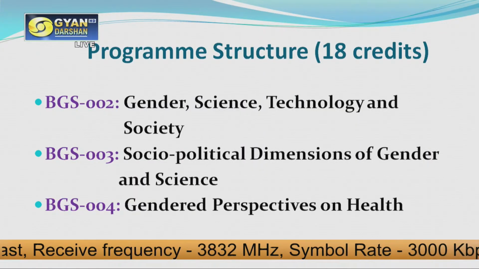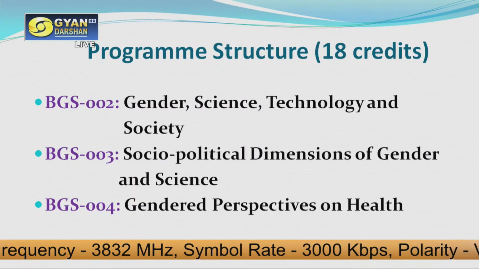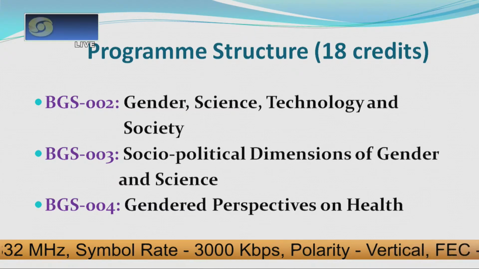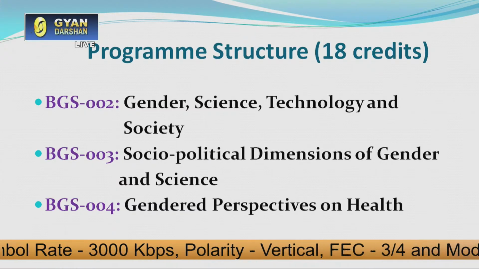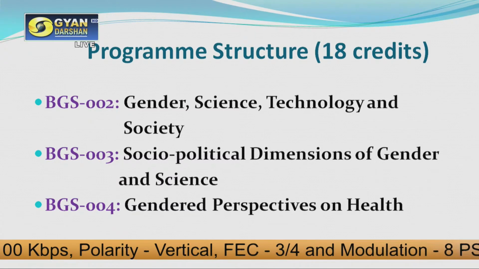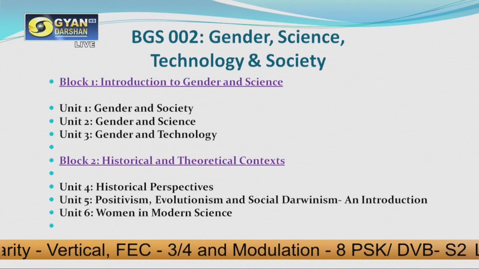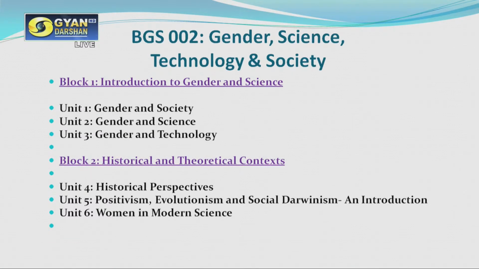So here we can go into how the three courses are being placed. The first course, as I explained to you earlier, is Gender, Science, Technology and Society. Second is Sociopolitical Dimensions of Gender in Science. And the third course is Gendered Perspectives on Health. So let's look at some of the key themes of the first course in this session.